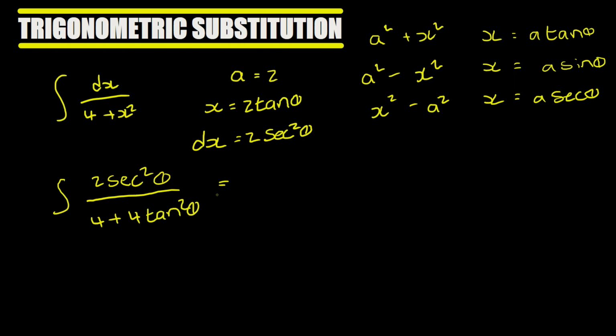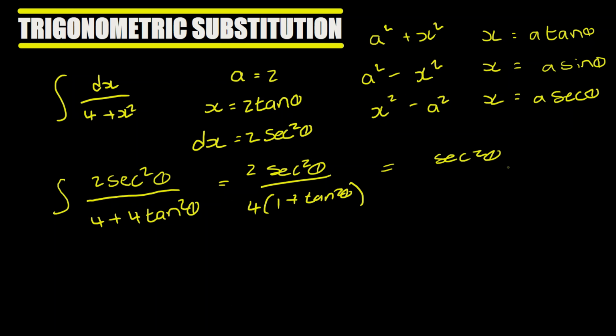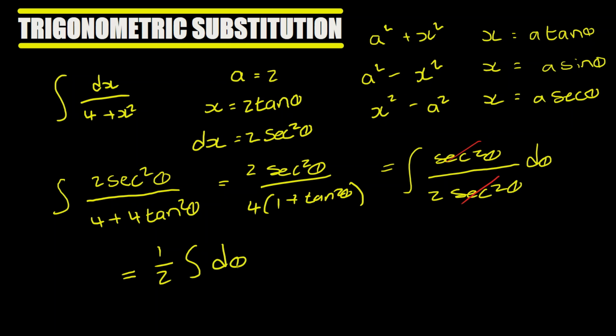Let's try to factor out the 4, and we are left with 2 multiplied by sec squared theta over 4 multiplied by, in brackets, 1 plus tan squared theta. And from trigonometric identities, we should know that 1 plus tan squared theta is equal to sec squared theta. So we are then left to find the integral of a half d theta, which will be a half theta plus a constant.